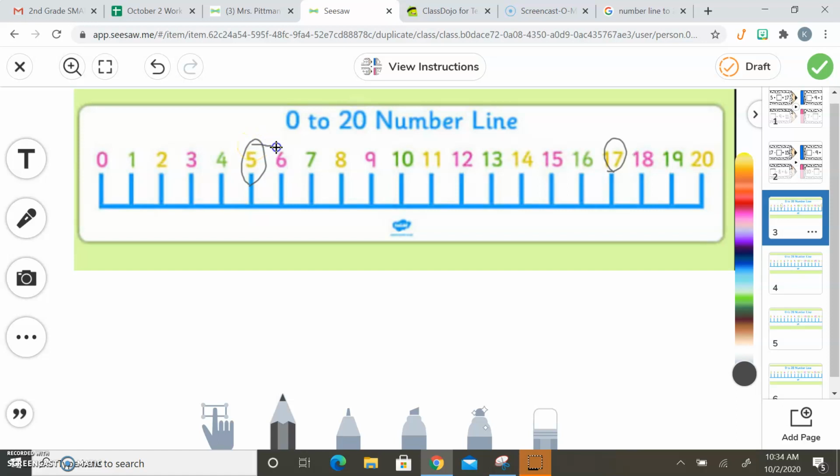I could say 6, 1 makes one jump, 2 jumps, 3 jumps, 4 jumps, 5 jumps, 6 jumps, 7 jumps, 8 jumps, 9, 10, 11, 12. So the answer would be 12 jumps.